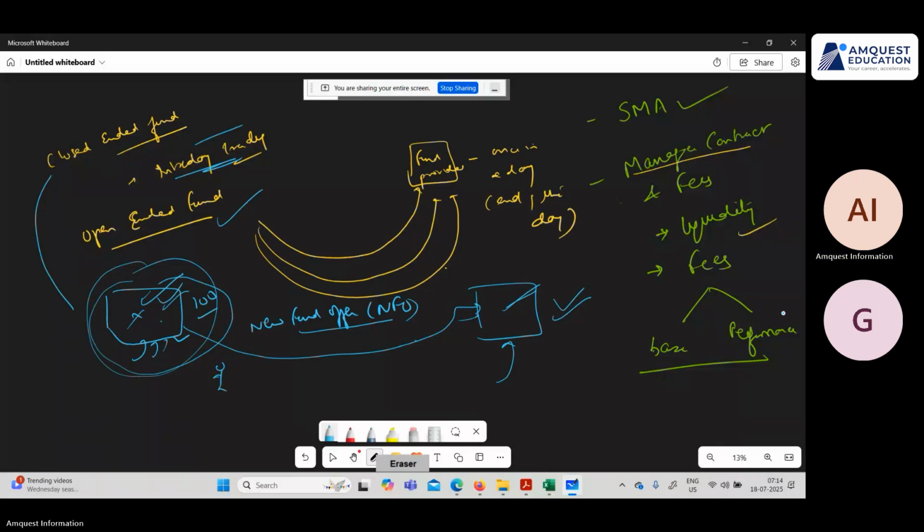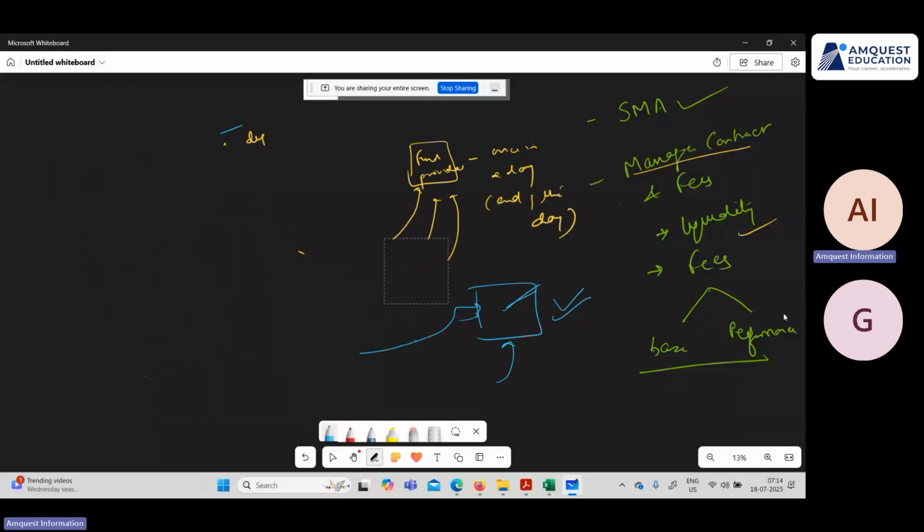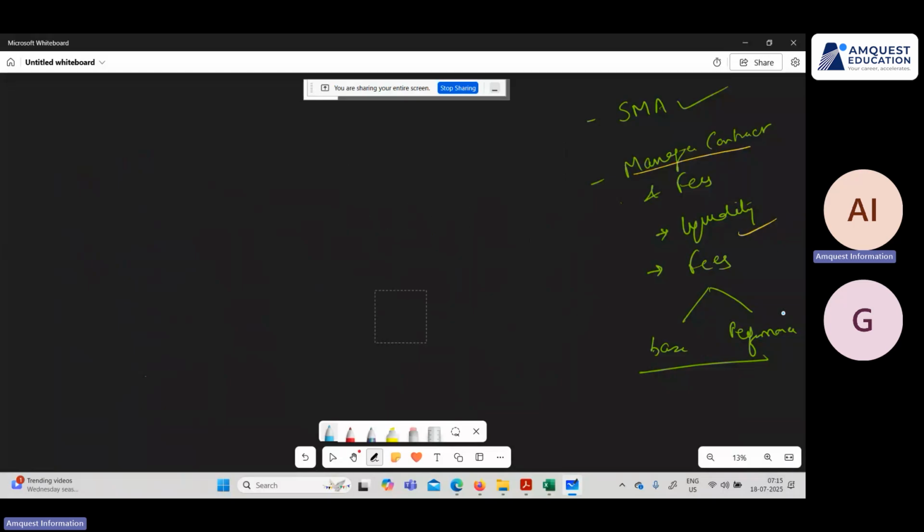When it comes to liquidity, the liquidity in hedge funds is also low. There is something called a hard lock, and other such features can be added when you get into a hedge fund. A hard lock just says that there is no redemption possible.